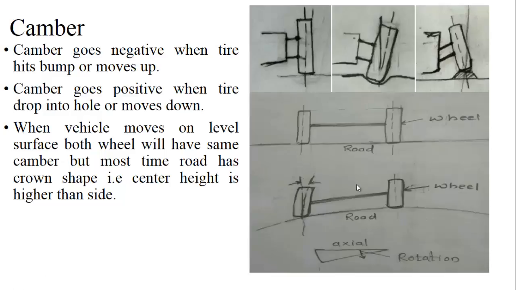Next thing is, whenever the vehicle moves along the crown profile of a road, because most roads have a crown profile, the driver side of the wheel is at a higher position than the other, that is the conductor side of the wheel. Because of this, the axle of a vehicle will rotate like this, and as a result the conductor side of the wheel will have a negative camber. So to avoid this, we provide a slightly higher positive camber to the conductor side of the wheel. So this is also one of the behaviors.